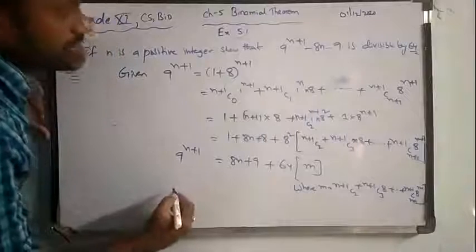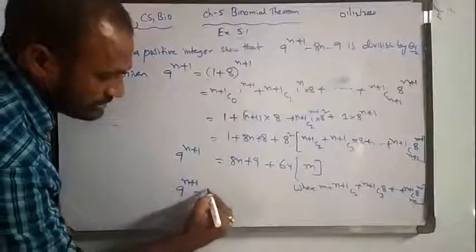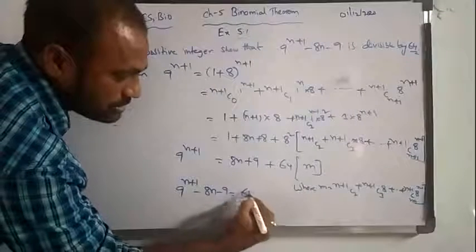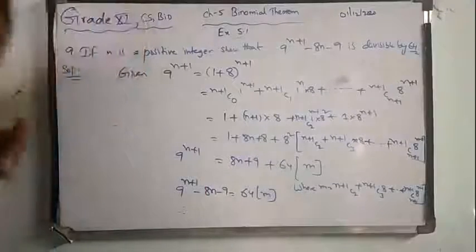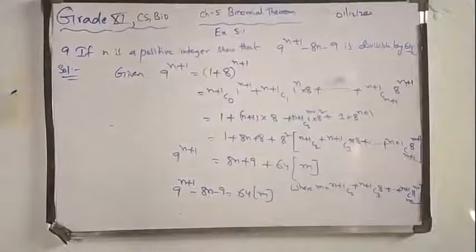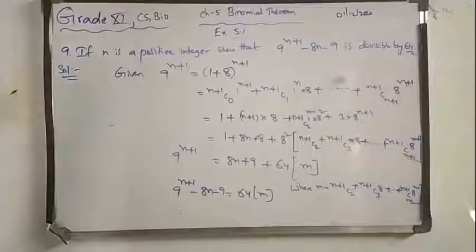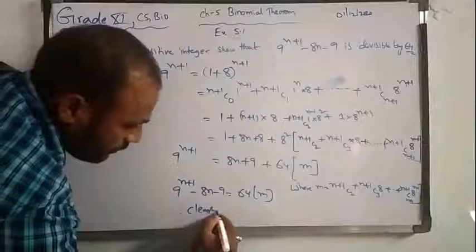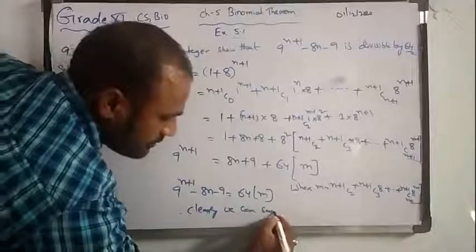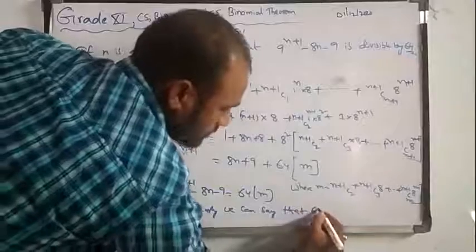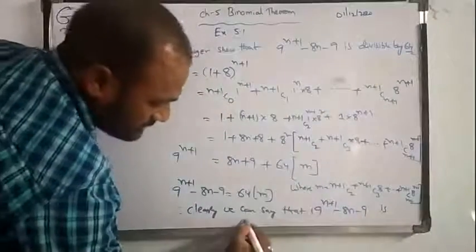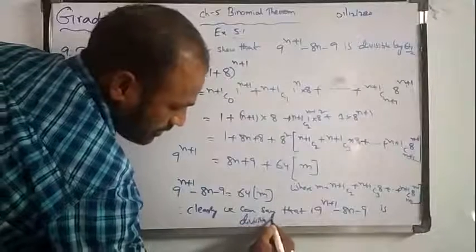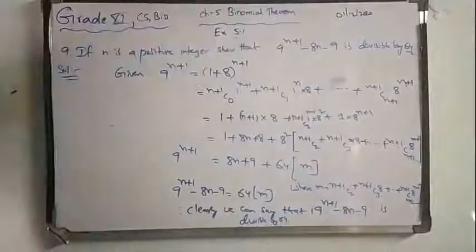So this totally I will transpose this side, it will become 9 to the power of n plus 1 minus 8n minus 9 is equal to 64 into m. Therefore, clearly we can say that 9 to the power of n plus 1 minus 8n minus 9 is divisible by 64.